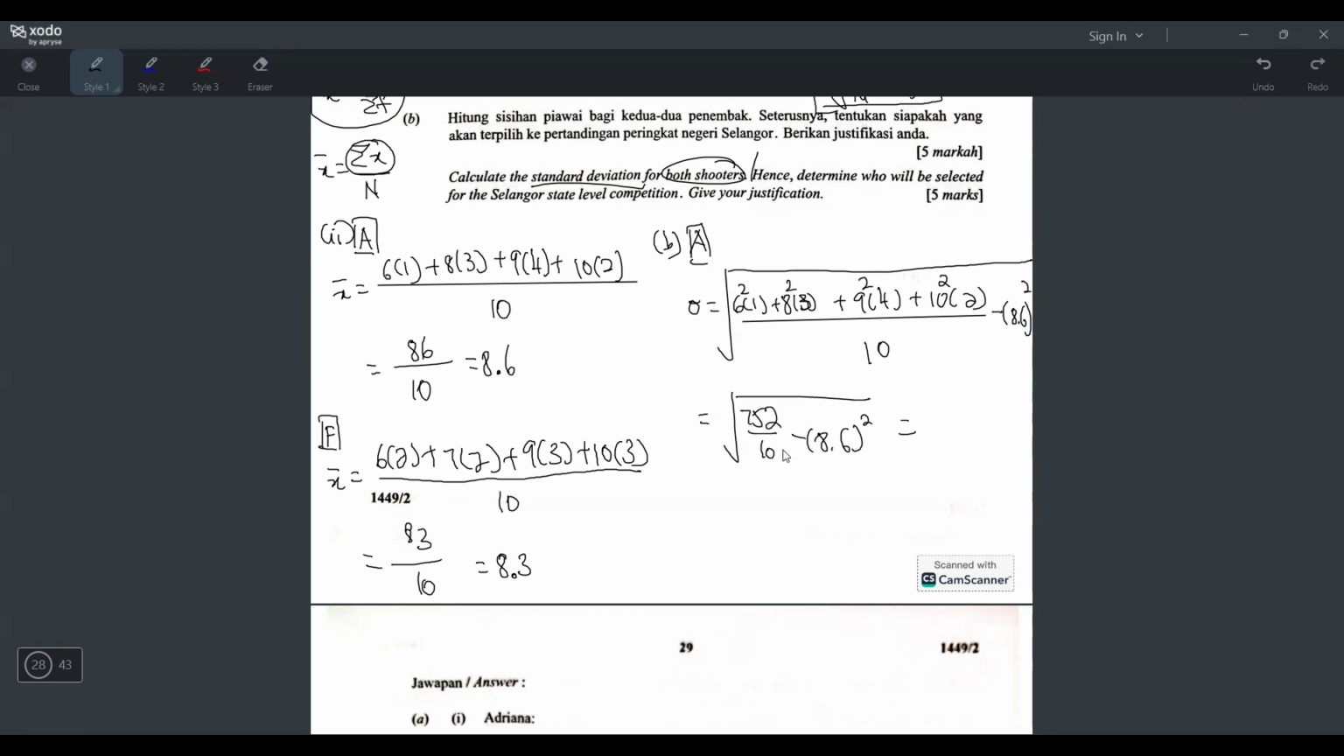Wait, let me try something. 6 square. Yeah, 1.114, if you write in 4 significant figures. Okay, now I'm done. Now let's find the standard deviation for Fatima.